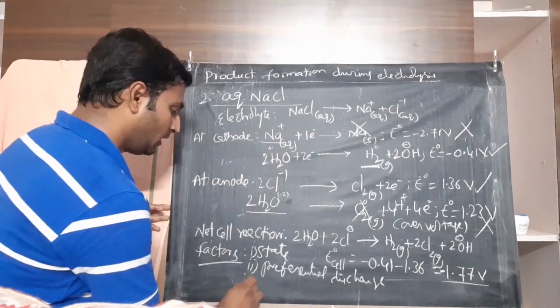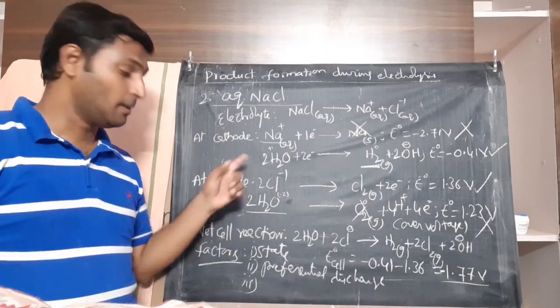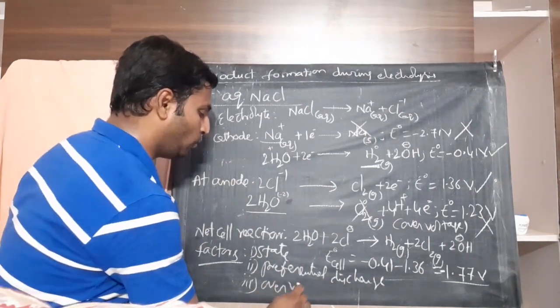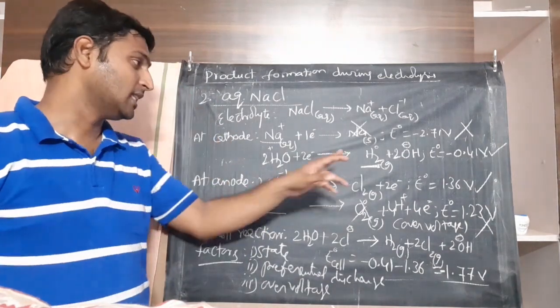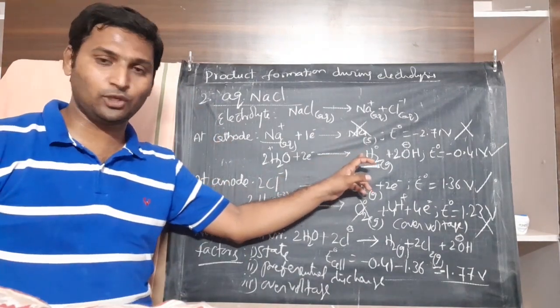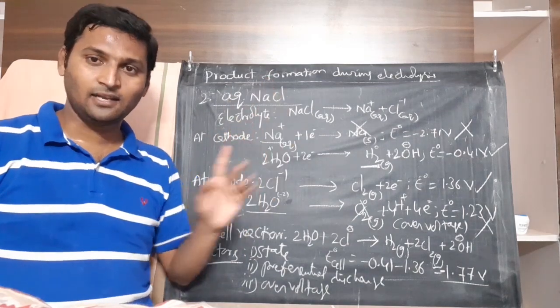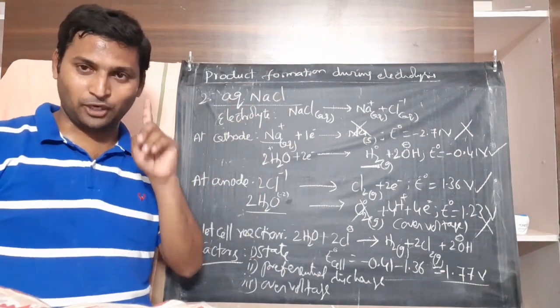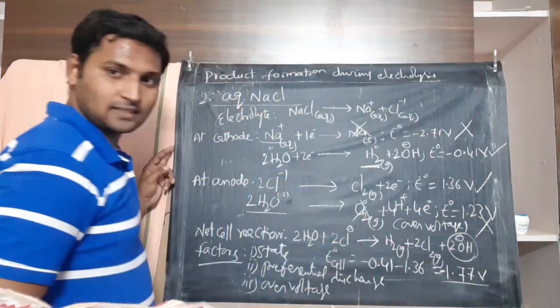Third, we tried to compare electrode potential values, but it was reverse at anode because of the third factor called overvoltage. So, three factors together decide the product formation here, that at cathode hydrogen should be produced, at anode chlorine gas should be liberated. Clear? One last interesting point to be noted here is, in products you have OH minus ions.